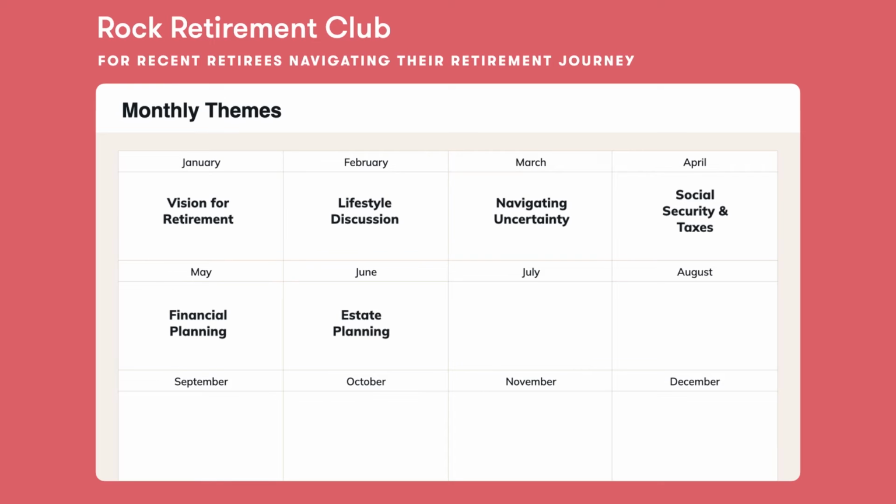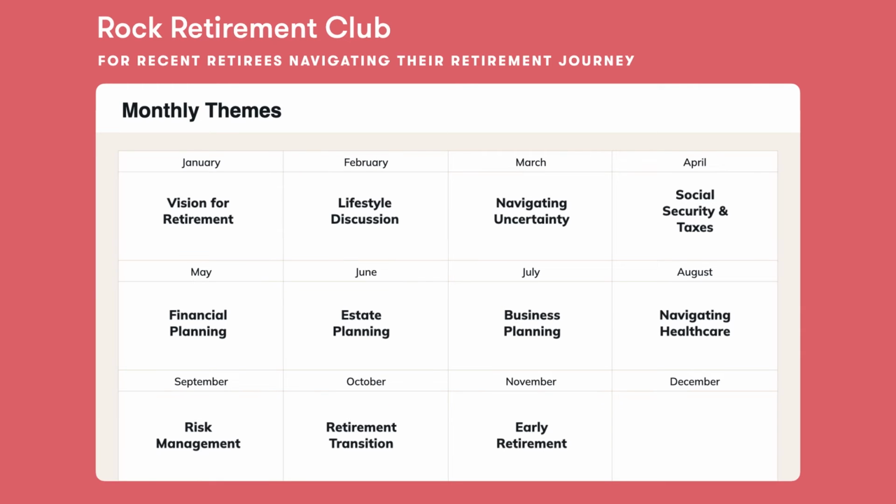June, estate planning. July, business planning. October, retirement transition. November, early retirement. And December, ideal retirement. So you can see how, again, new members can come in and they're not going to be disoriented. They're going to be able to immediately start contributing. And so that's the power and magic of monthly themes.